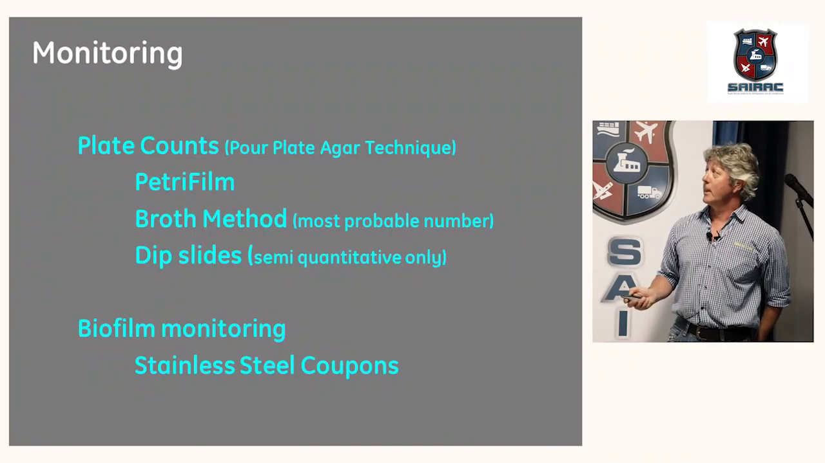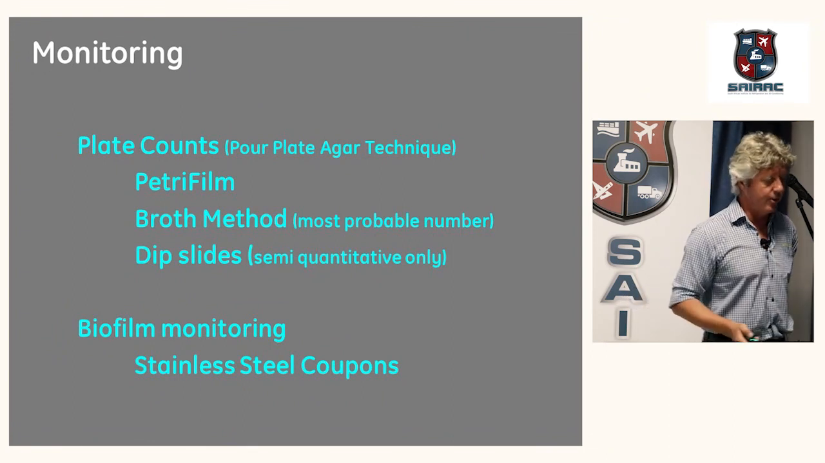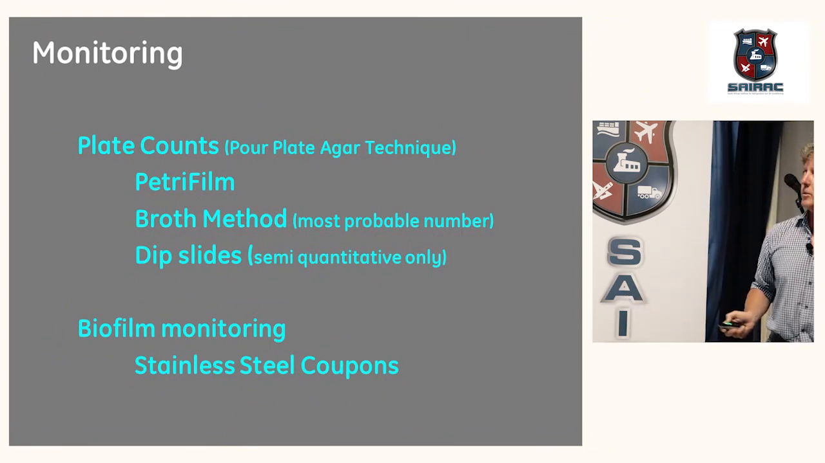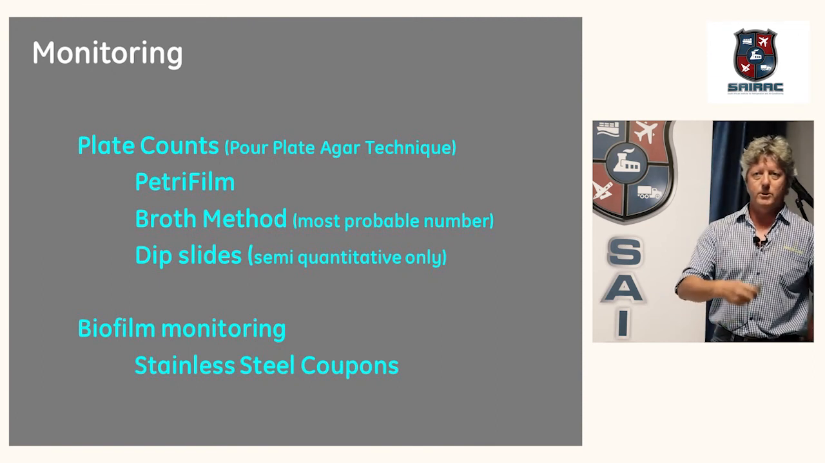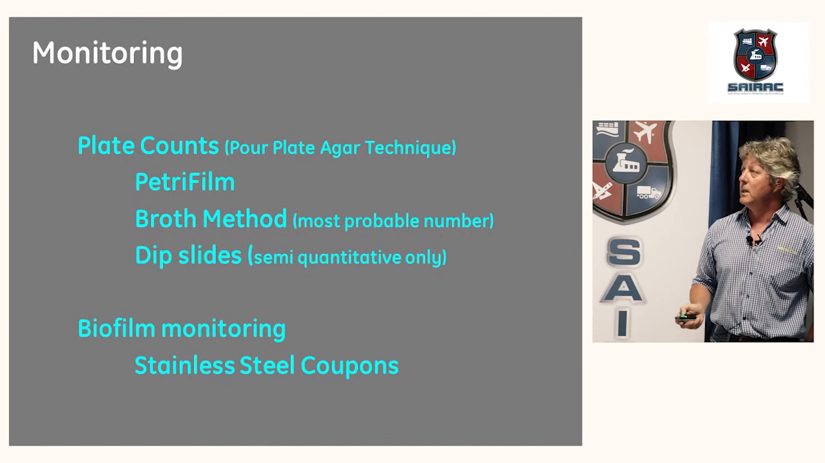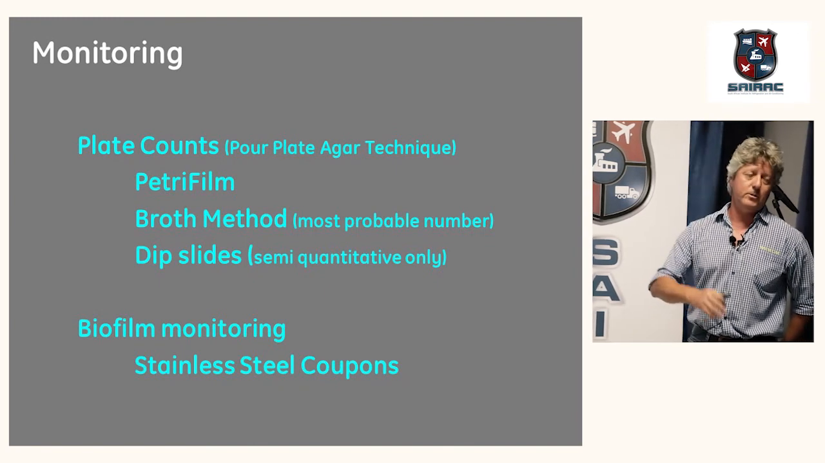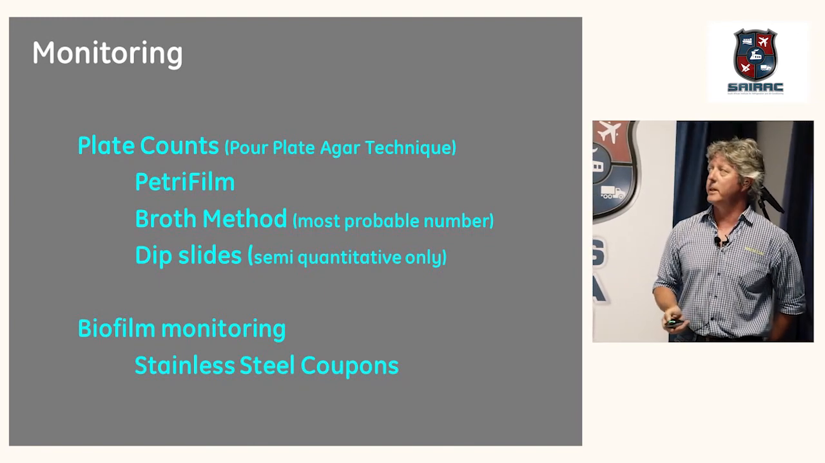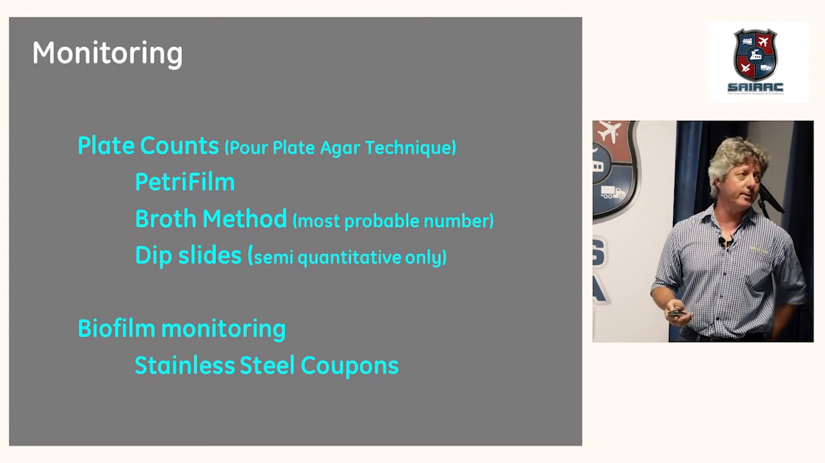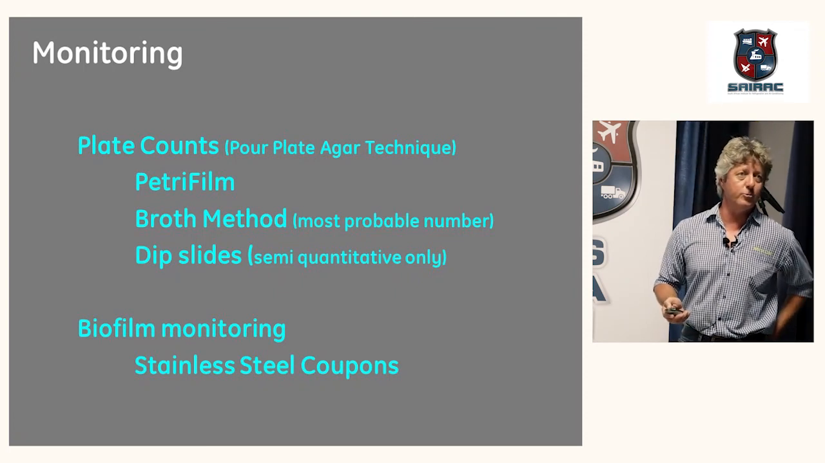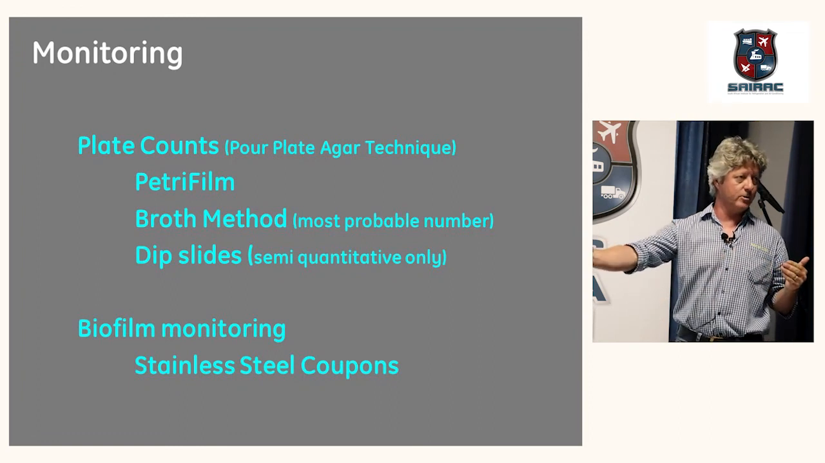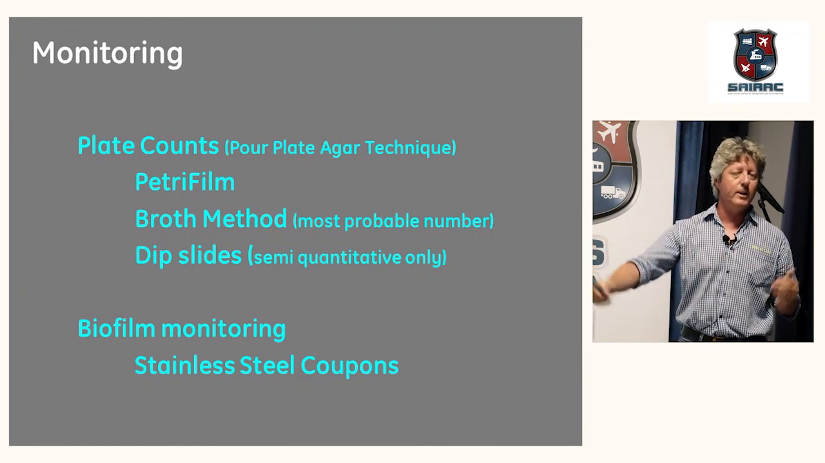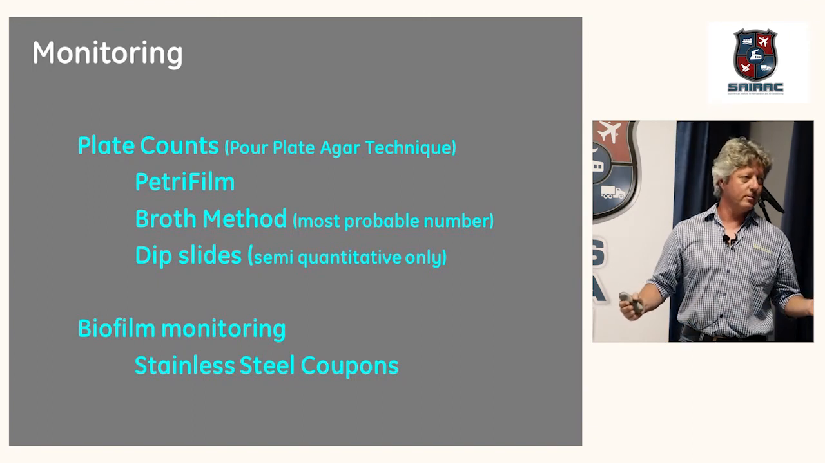Monitoring. There are a few ways of monitoring bacterial growth. One is by plate counts, where you take a sample, they bring it to a lab, they put it out on a little agar petri dish, and it takes you 3, 4, 5 days sometimes, and then it gives you an idea of how many colony-forming units you have in that specific sample. And that can then be related back to the actual system that you have. The problem with that is it takes too long. Okay.